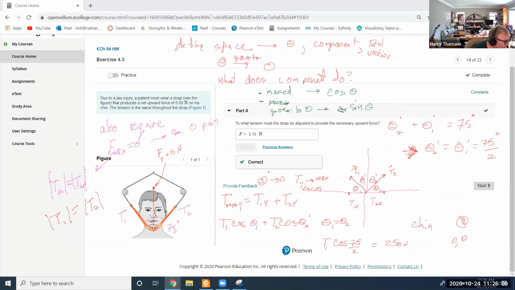But the problem is that, let's see, I want to get rid of that name. It works until you get into a problem like we see right here. It works because now it's the y component that's cos, not the x component. Yeah. And then also when you get into blocks on inclines and things.